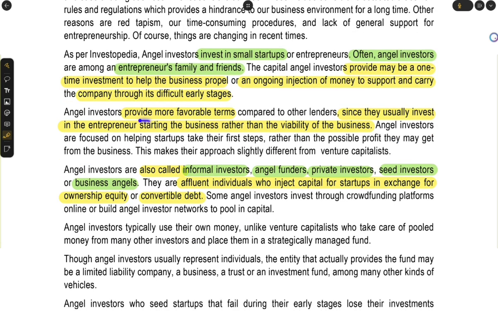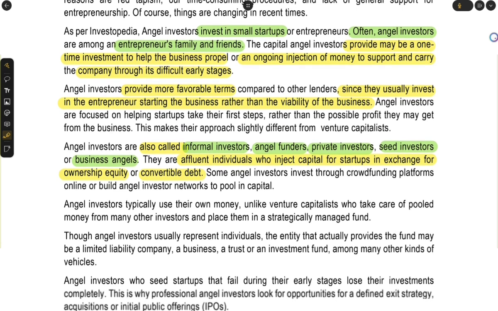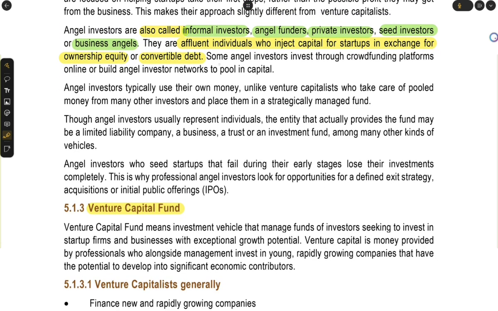Okay, angel investors provide more favorable terms compared to other lenders, since they usually invest in the entrepreneur starting the business rather than the viability of the business. So they try to provide a push to the business in the initial stage. They are also called informal investors, angel funders, private investors, seed investors, and business angels. These are affluent individuals with a lot of money who inject capital into startups in exchange for ownership equity or convertible debt. So this was angel.